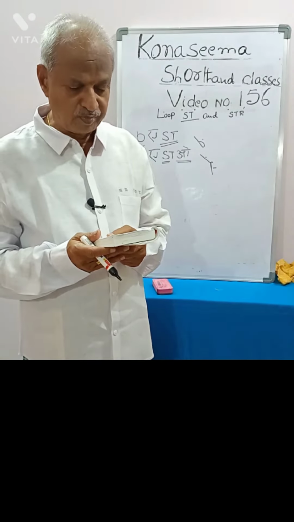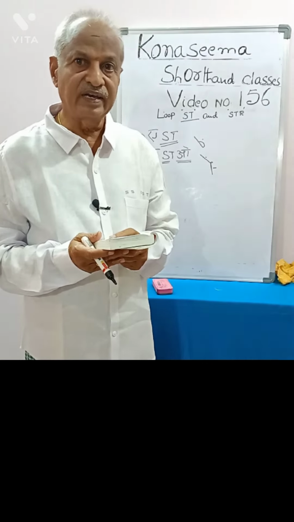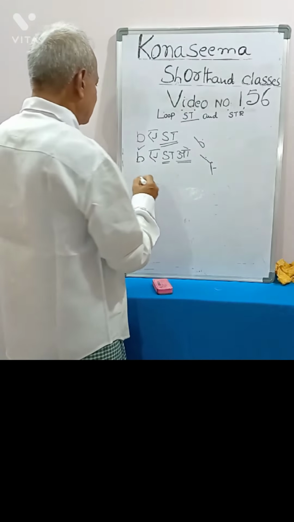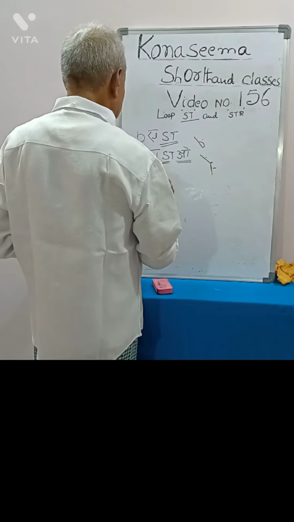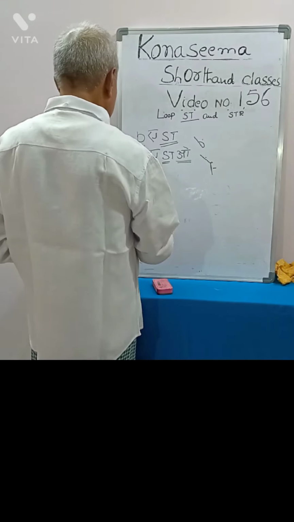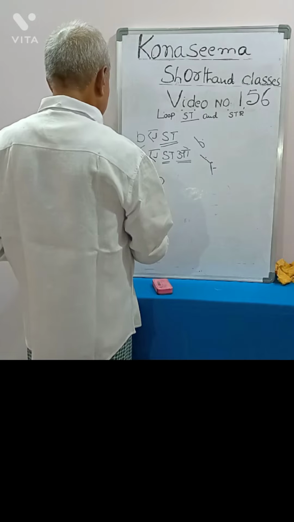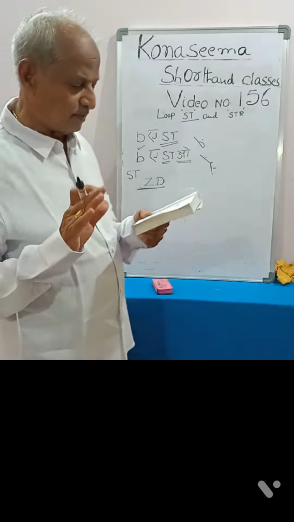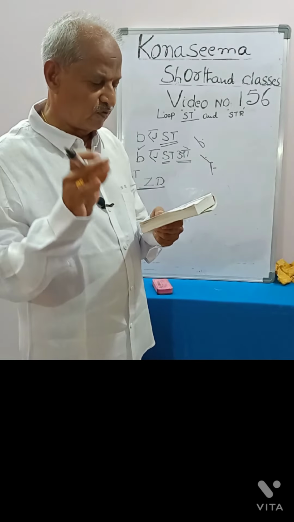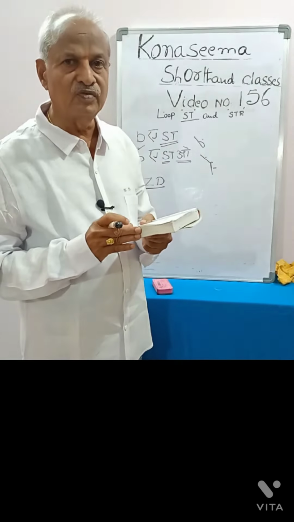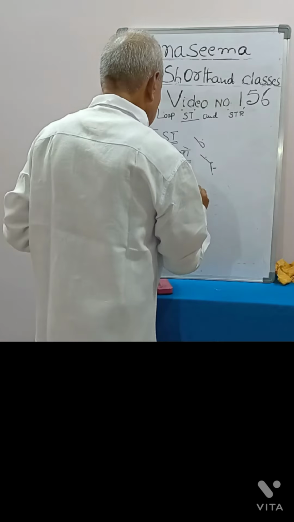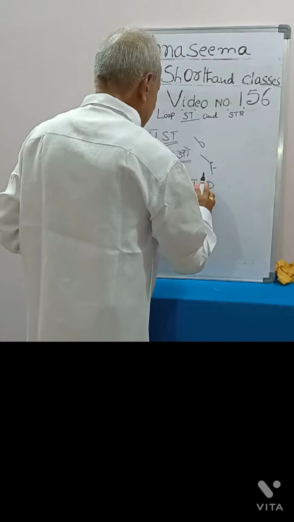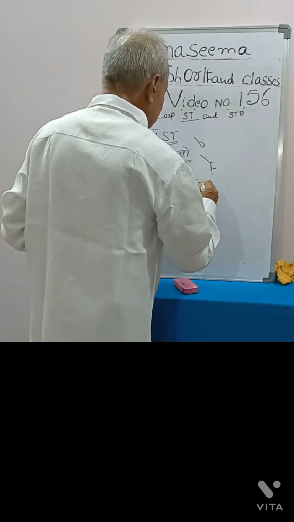The T loop may also be employed finally for the heavy sound of ZD. Not only ST, but ZD also comes finally. Example, you see, fused. Here the Z sound is coming, fused, Z.